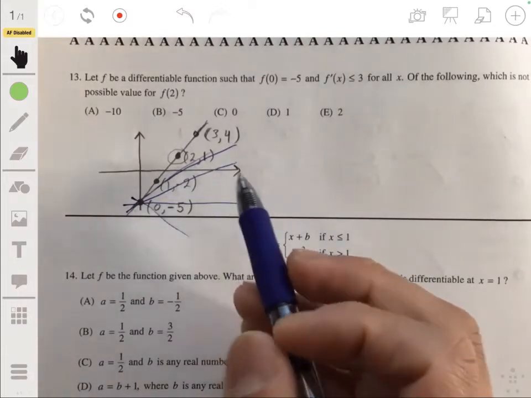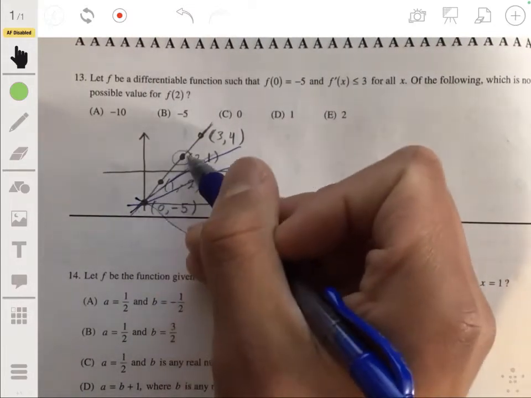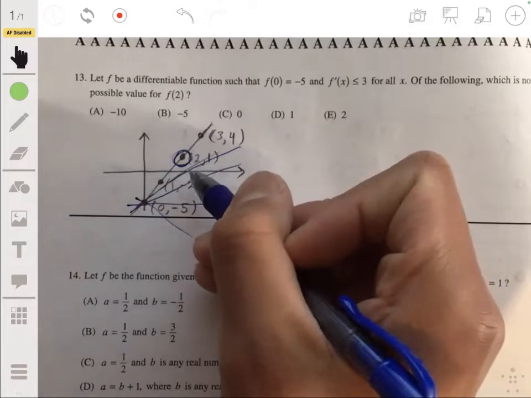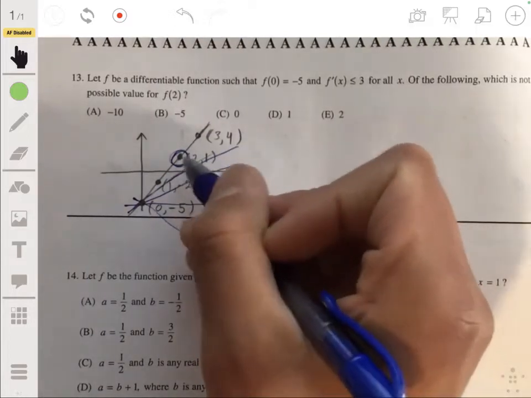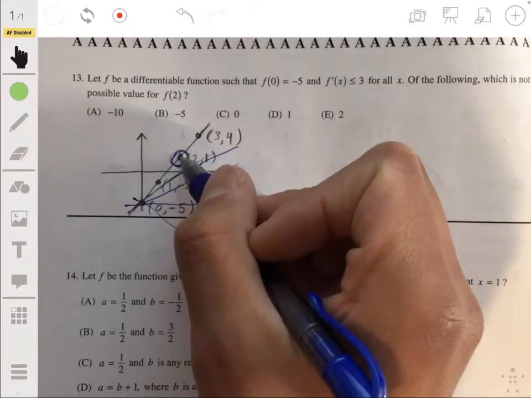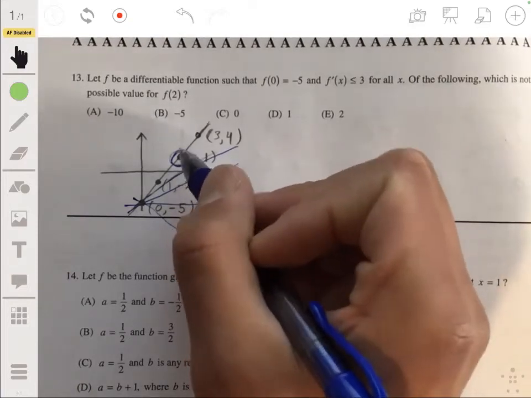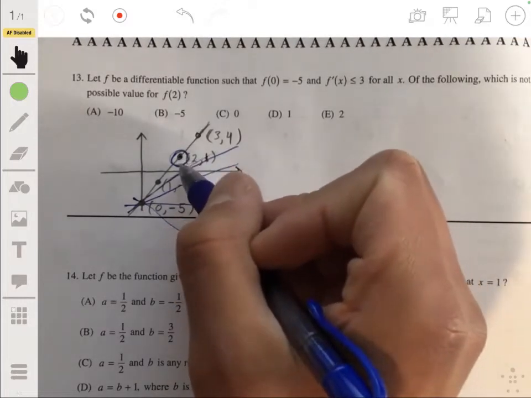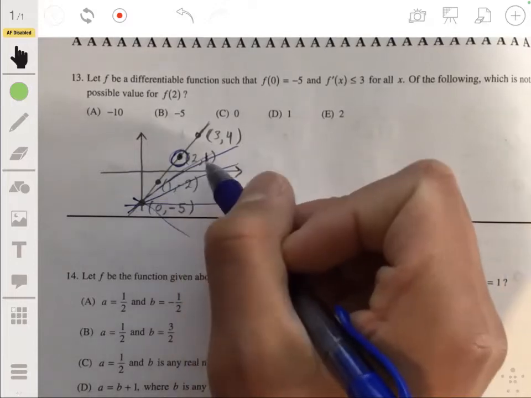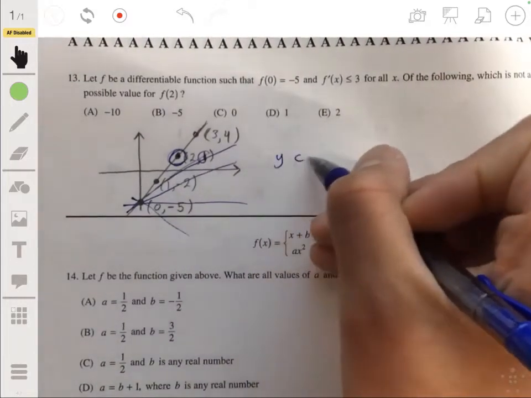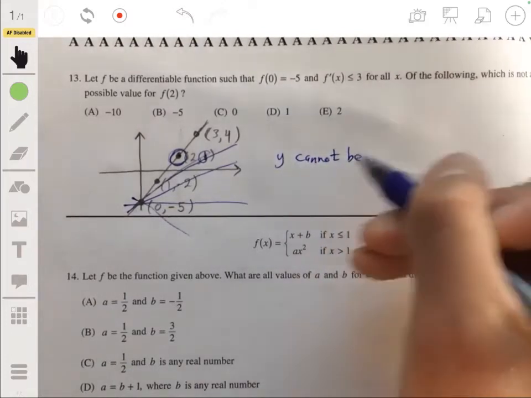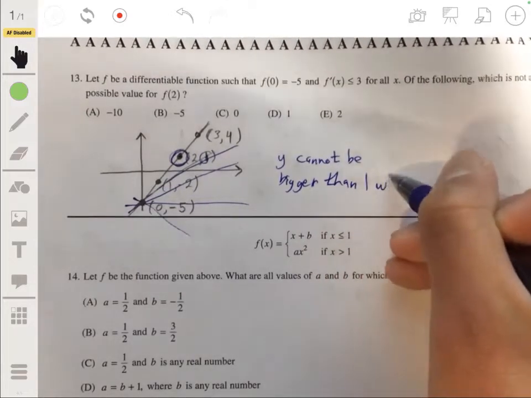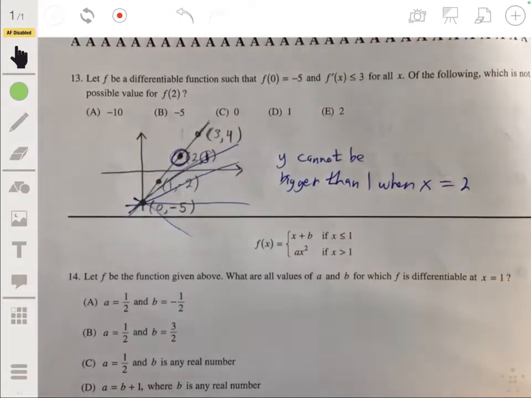The point is that when the line has a slope of 3, the biggest value that y could be when x is 2 is 1. This is the biggest value. So then y could be anything below 1. y could be 1, 0, negative 1, negative 0.5, anything below 1. It just can't be anything bigger than 1. y cannot be bigger than 1 when x equals 2.